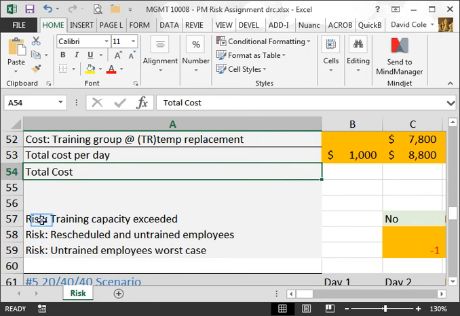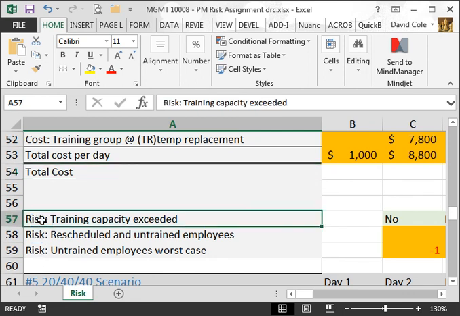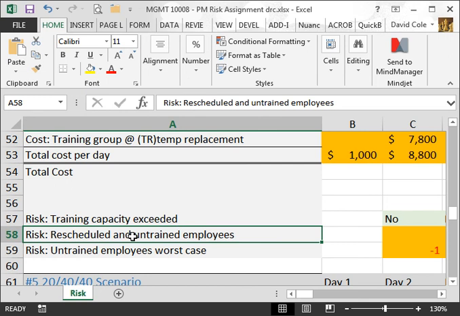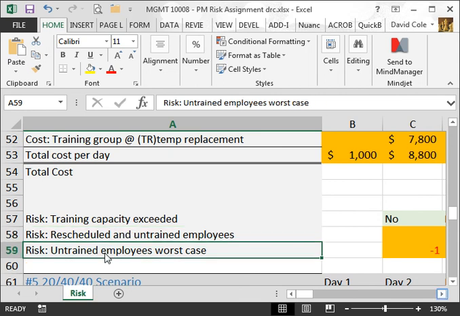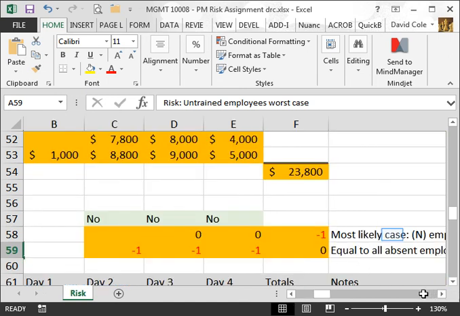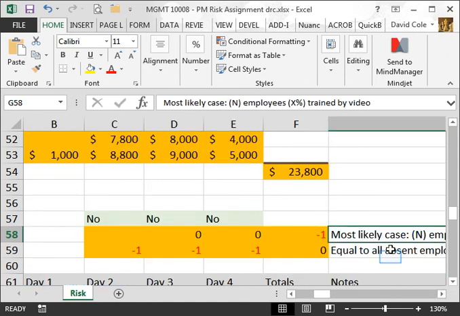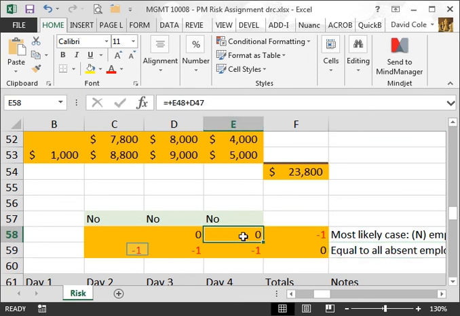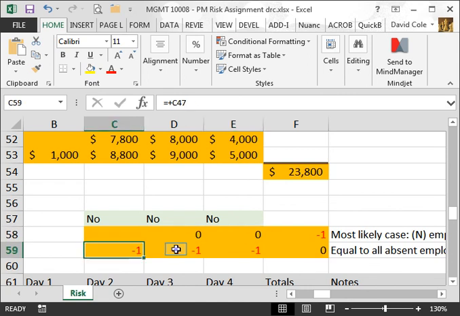Again, for this scenario, you are going to include your information on training capacity exceeded, yes or no. That's hand keyed in. We have whether we have rescheduled any untrained employees and the risk for untrained employees worst case scenario. So again, we're going to include notes as to what we are doing with this. We've included the values. We've done the maximum risk. And again, that's how we complete scenario 4.